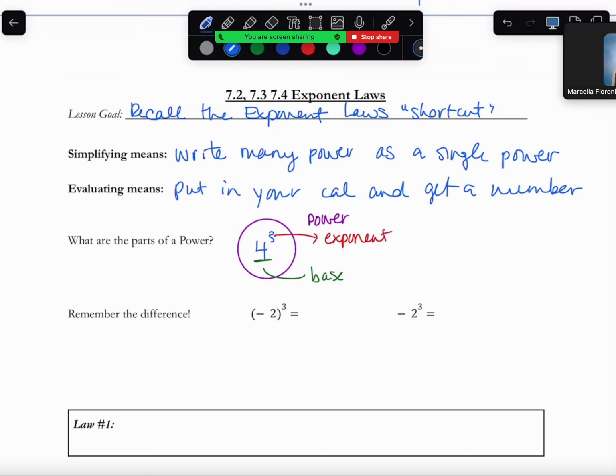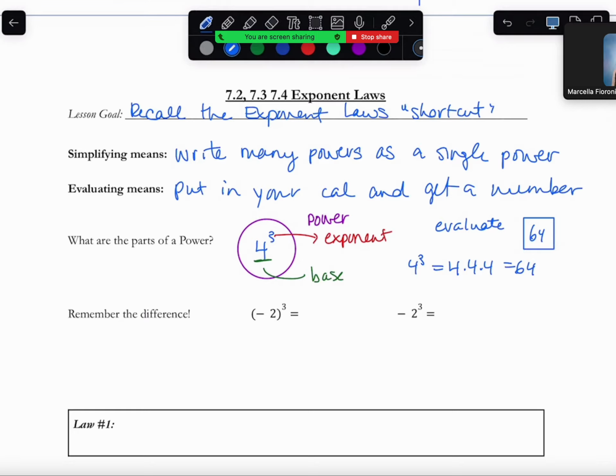Now, if I were to evaluate this, what I would do is put it in my calculator and I would get the number 81, because 4 to the power of 3 is 4 times 4 times 4. Let me double check that. It is 64. Sorry, 64. Okay, so evaluate means put in your calculator and get a number. In this unit, simplifying means write many powers as a single power.